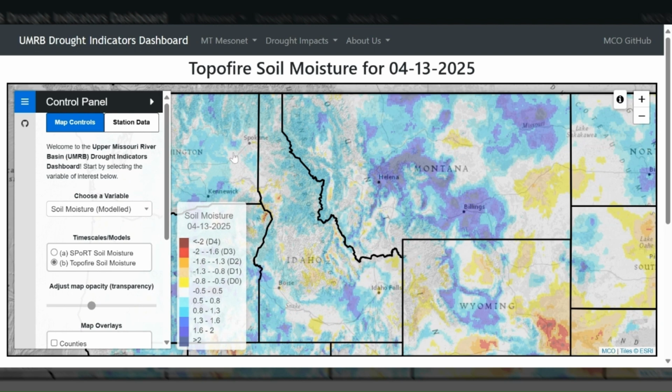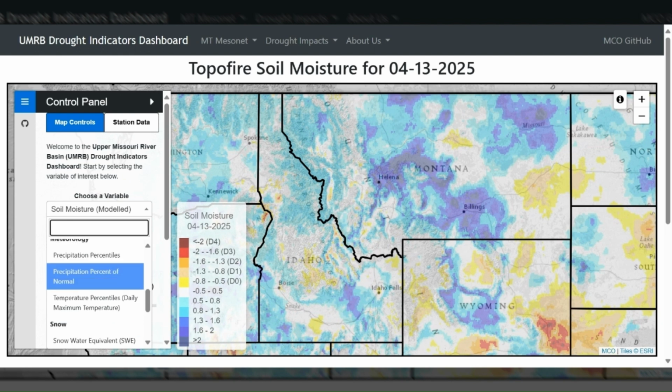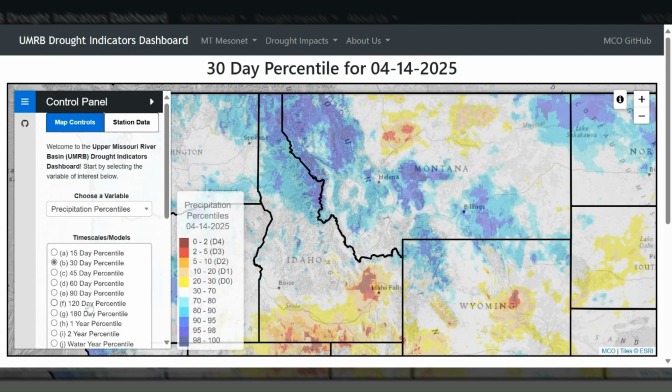Next, we have meteorological variables such as precipitation percentiles, precipitation percent of normal, temperature percentiles, or daily maximum temperature. Precipitation percentiles shows how current precipitation compares to a 30-year reference period, indicating whether it's unusually wet or dry for any specific time period. For example, a higher percentile or blue-colored percentile would indicate wetter conditions. A lower percentile would be drier.